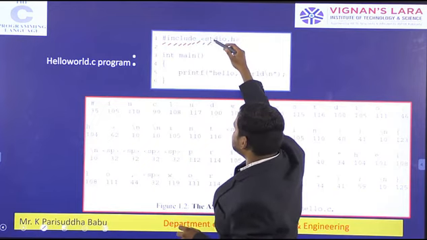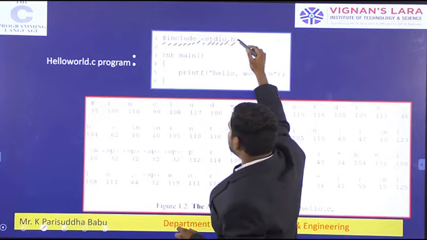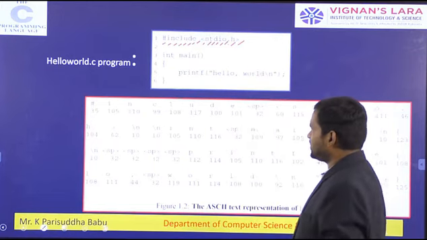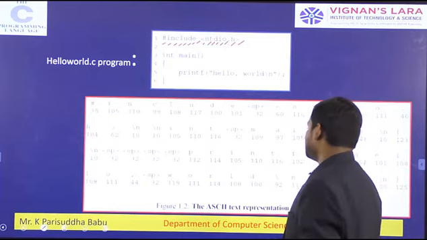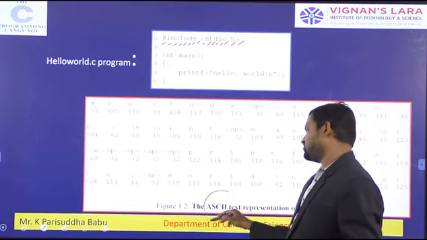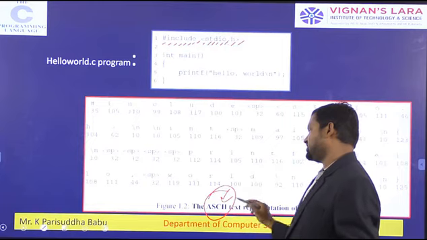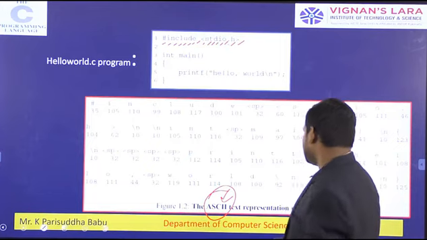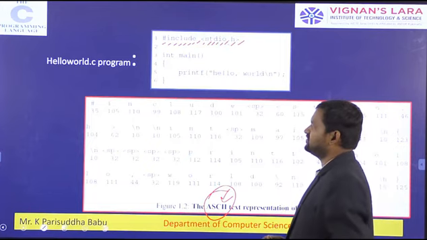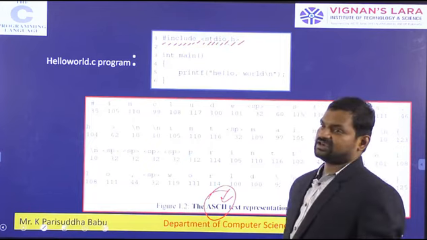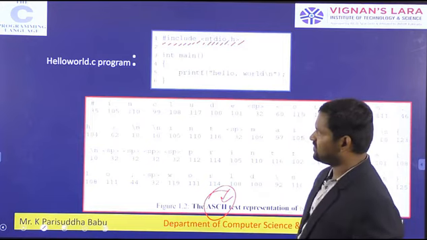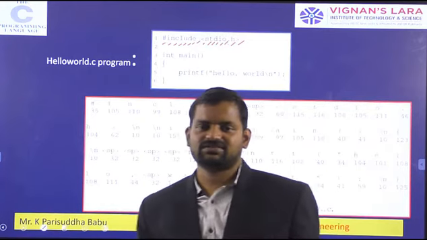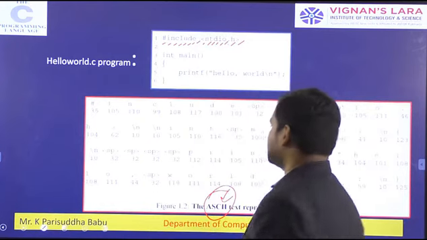So, less than stdio.h greater than. How will this program be stored? In ASCII, American Standard Code for Information Interchange, they developed a representation where every single letter in the C language is stored as a particular number.